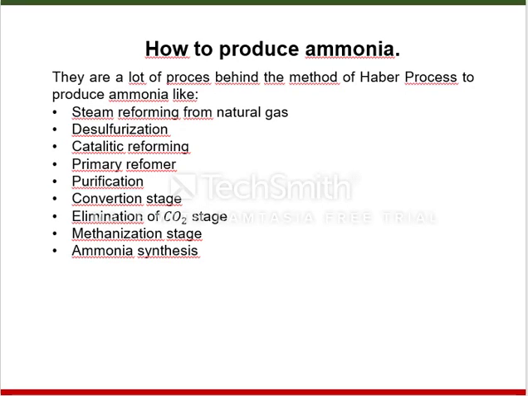How to produce ammonia? There are a lot of processes behind the Haber process to produce ammonia, like steam reforming from natural gas, desulfuration, catalytic reforming, primary reformer, purification, conversion stage, elimination of CO2 stage, methanization stage, ammonia synthesis.